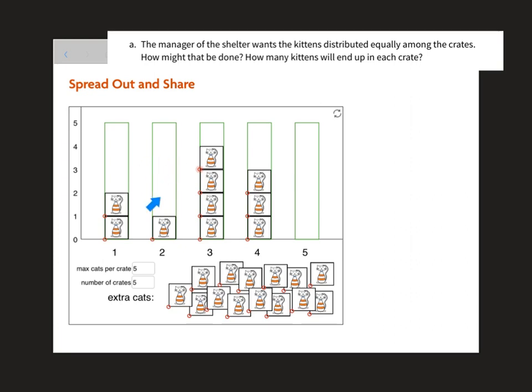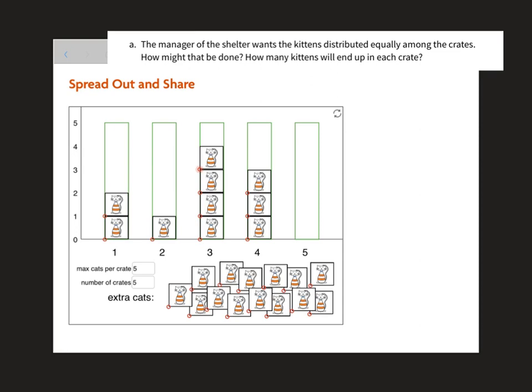There are 1, 2, 3, 4, 5, 6, 7, 8, 9, 10 kittens with 5 crates. The manager of the shelter wants the kittens distributed equally. That's very important, distributed equally among the crates. How might that be done? How many kittens will end up in each crate?